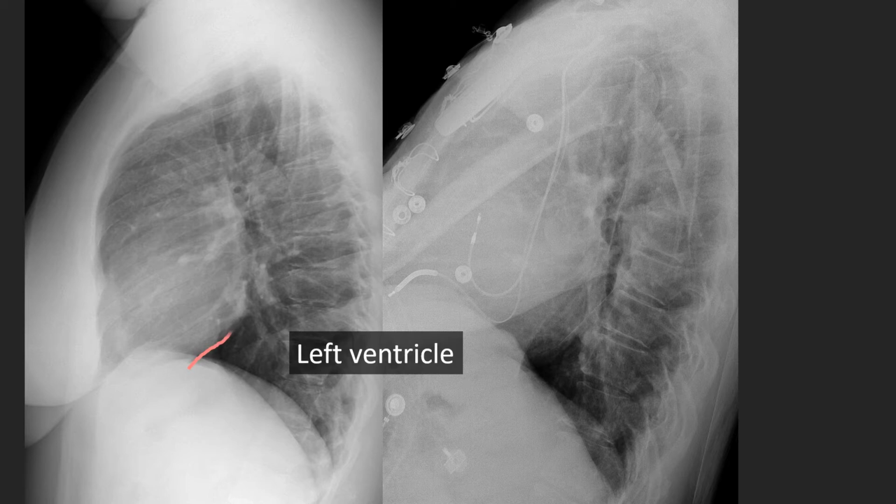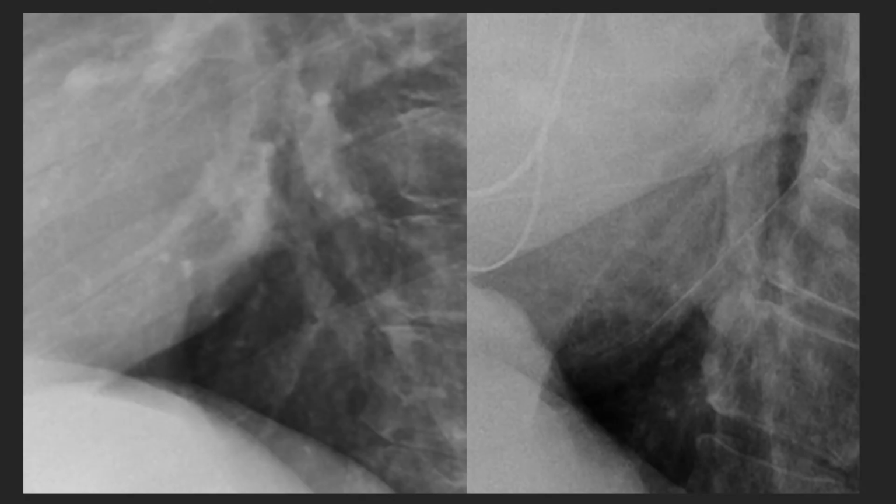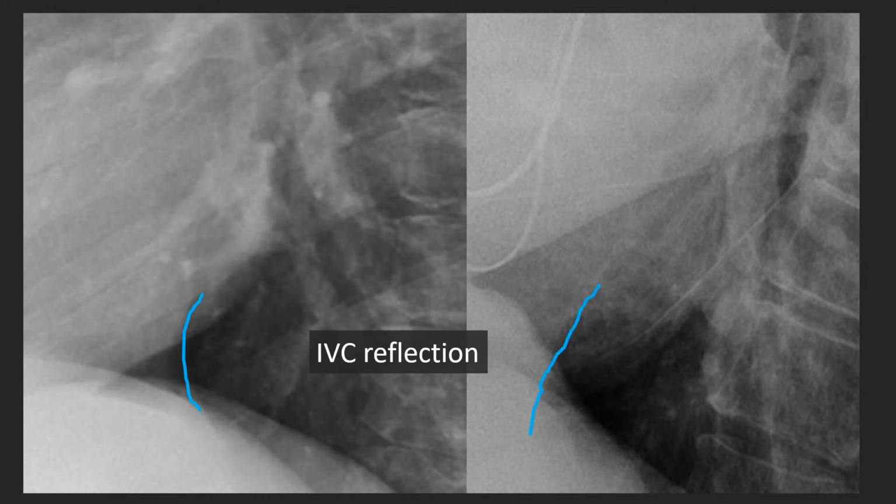On the lateral view, the left ventricle is seen to be forming the posterior and inferior aspect of the heart, outlined in pink here. On the right, we can see an enlarged left ventricle, which is directed more posteriorly. Let's blow up this area to get a closer look. So again, here's the left ventricle, normal on the left and abnormal on the right. We also notice another line, which is outlined with these blue arrows. This represents what's known as the IVC reflection, and here's a blue line outlining that.